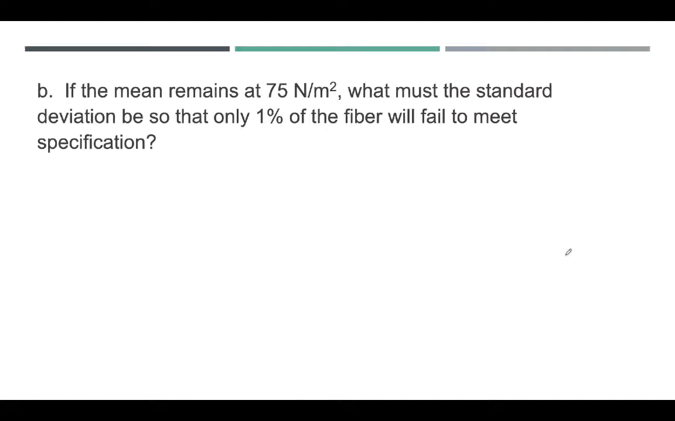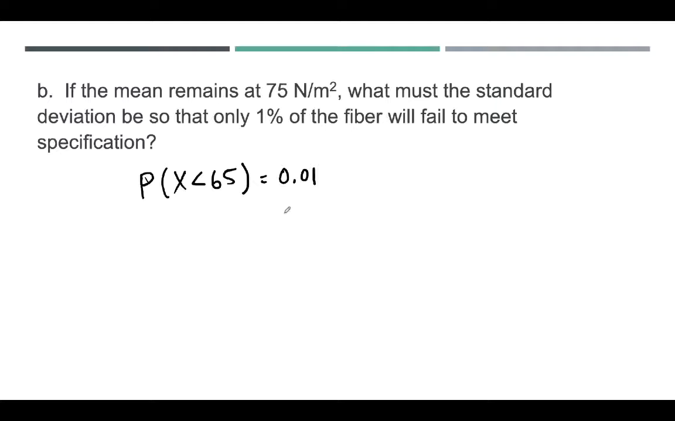Okay, moving on. Same problem, part B. The mean is staying the same. The mean remains 75 newtons per meter squared. But they're asking, what must the standard deviation be so that only 1% of the fiber fails to meet specification? Remember, failing spec is when x is less than 65. And we want that to be only 1%. In other words, we want that to be just 0.01.